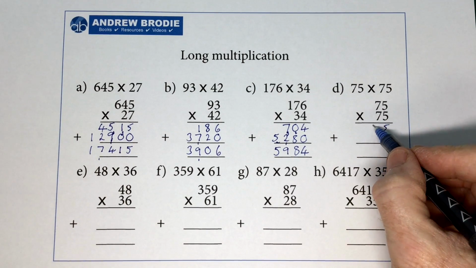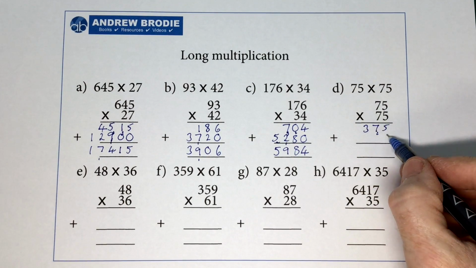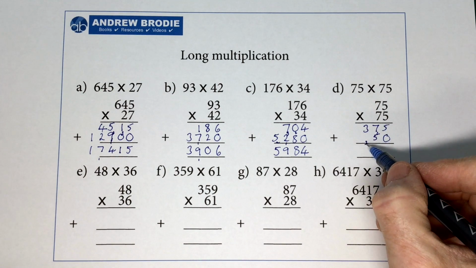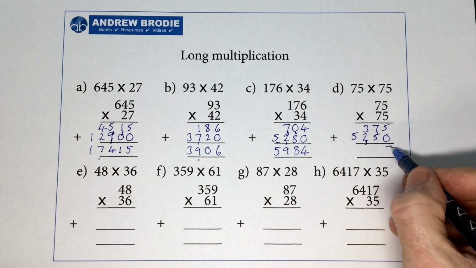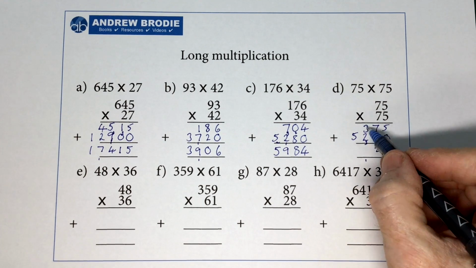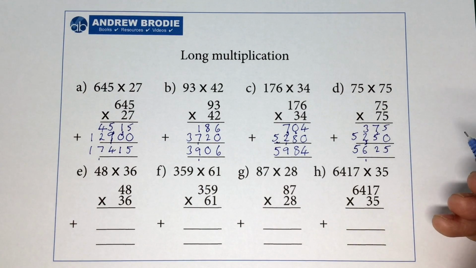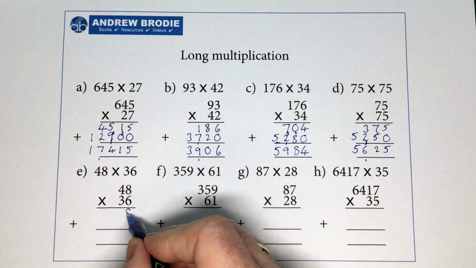5 fives are 25. 7 fives 35, add 2 makes 37. Put a 0. 5 sevens are 35. 7 sevens are 49, add 3 makes 52. That's 5. That's 12. 3, 4, 5, 6. 5,625.